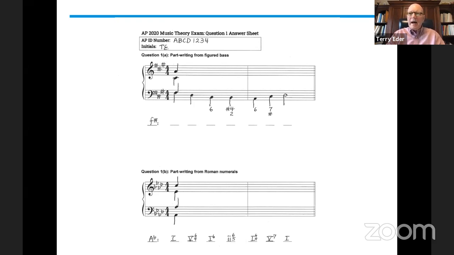And I typically would try and take in the neighborhood of 12 to 15 minutes to do the figured bass, and the Roman numeral one maybe can go a little faster. And that way, of the 25 minutes total, you have 25 minutes before the 5-minute timer in red comes on to say you've got to take a photo of it and so on. And we'll talk about that as we go along.